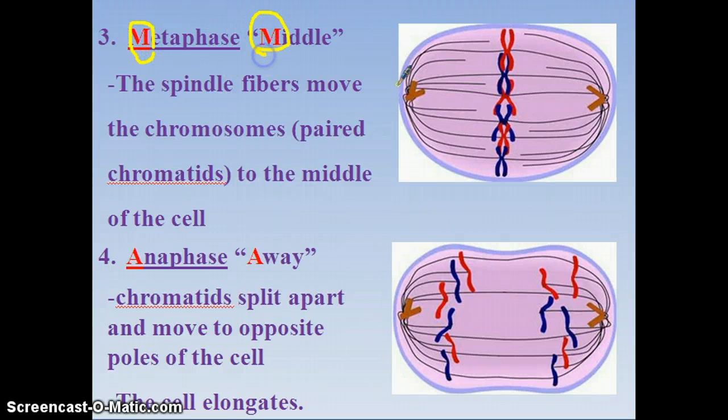As we move along in mitosis, we see metaphase, M. We see middle. The chromosomes are lined up in the middle of the cell. And you can see that they are attached here by the spindle fibers. A, the next phase, is anaphase, away, and the chromatids are being separated by the spindle fibers. And the cell is elongating, and it's moving towards the opposite poles.